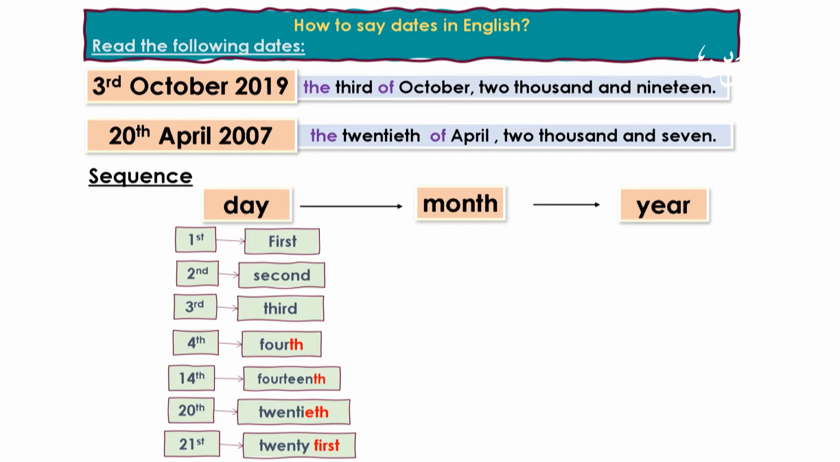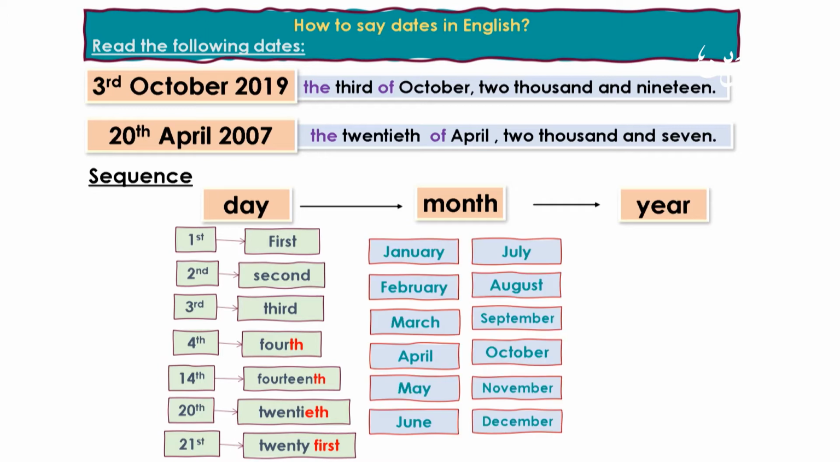For example, first, second, third, fourth, 14th, 20th, 21st. And as you know, the months of the year: January, February, March, April, May, June, July, August, September, October, November, and December.